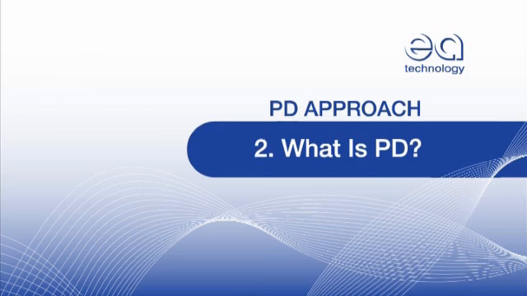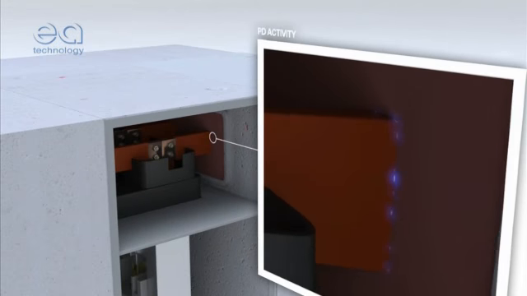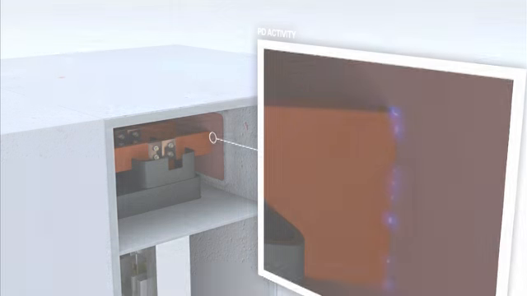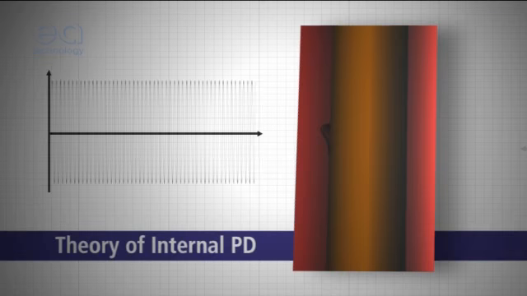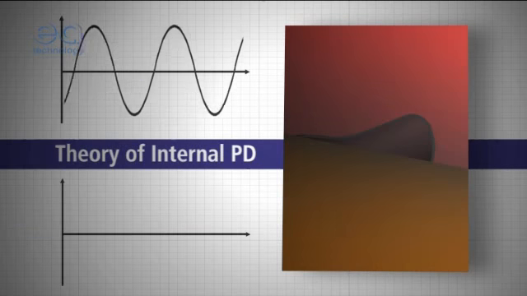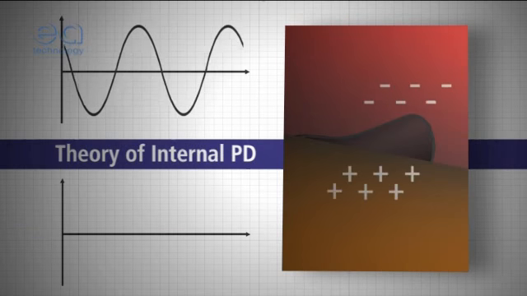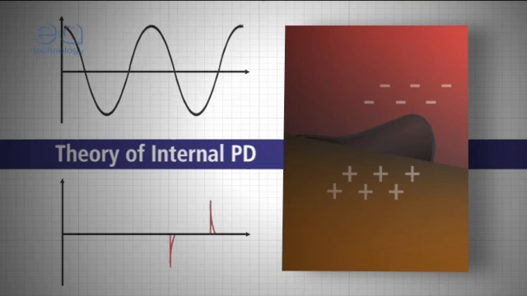What is PD? A partial discharge is an electrical discharge or spark that bridges a small portion of the insulation between two conducting electrodes. We call this PD activity. PD activity can occur at any point in the insulation system where the electric field strength exceeds the breakdown strength of that portion of the insulating material.